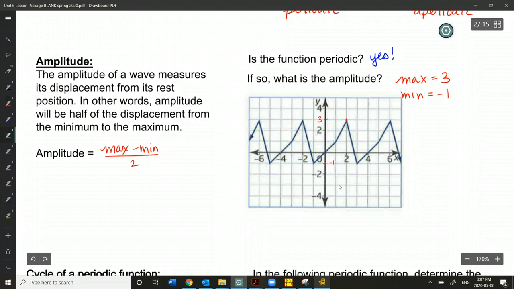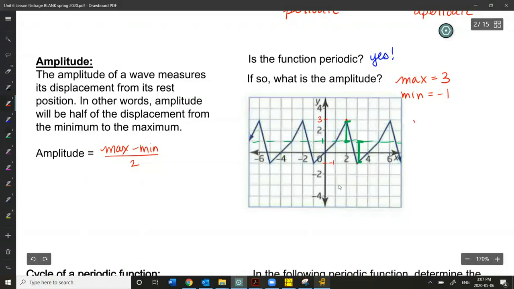Basically, from this middle position right here, if we chopped this graph in half horizontally, I would be looking for the displacement from the middle to the max, and that should be equal to the displacement from the middle to the minimum as well. You can see here that if the middle is 1 and we go up to 3, that's 2 units. And if the middle is 1 and we go down to -1, that's also 2 units.